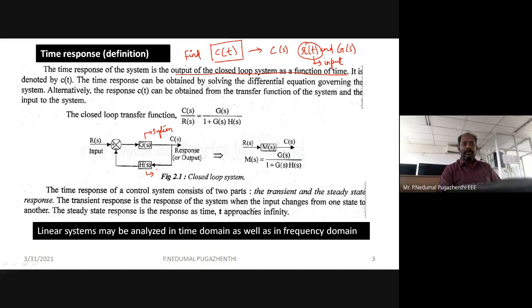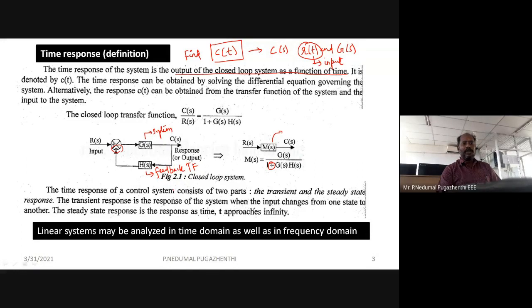H of s is your feedback transfer function. So this is a closed loop system. In general, if you convert that into an open loop by using a block diagram reduction method, you will get an M of s. M of s is nothing but represented as G of s by 1 plus G of s H of s, where this plus comes because you are having a negative sign here. Your plus comes here. You know all these things we have discussed in detail in your first unit.